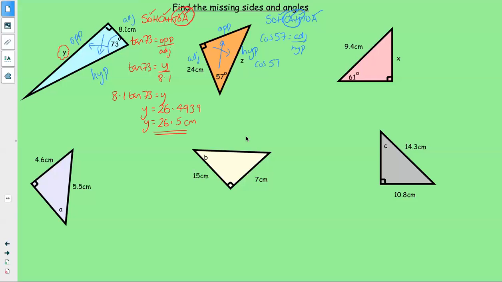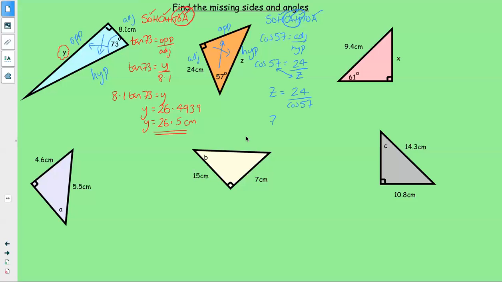Cos 57 equals 24 over z. And you'd have to multiply the z up here, and then you'd have to divide by the cos 57. Or you could do something called cross multiply, which really means these are swapping places. So it's z equals 24 divided by cos 57.